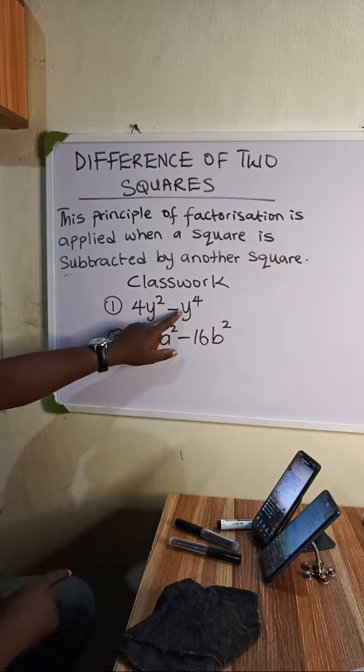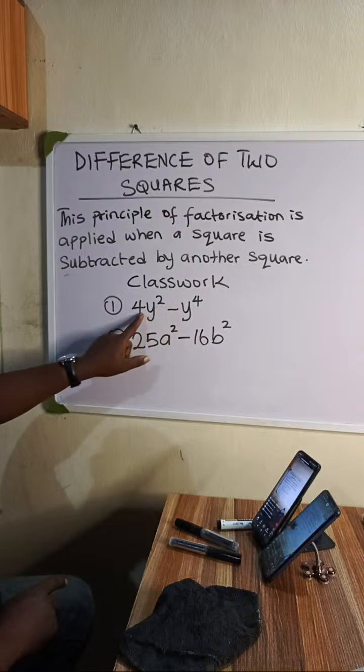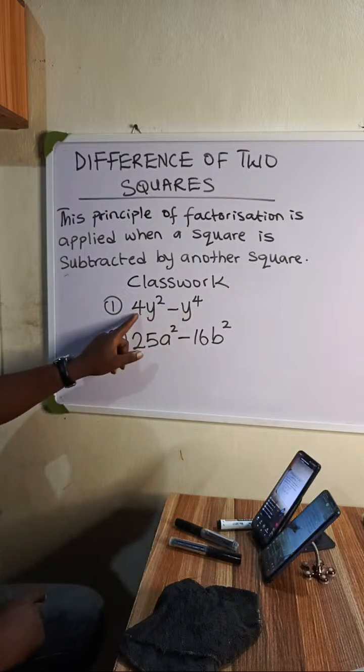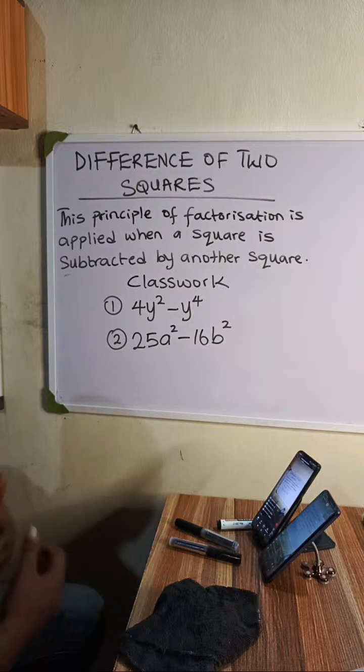Can you factorize 4 out of this? Is 4 common between this and this? I don't think 4 is common here. So you bring out what is common before you start applying difference of two squares.